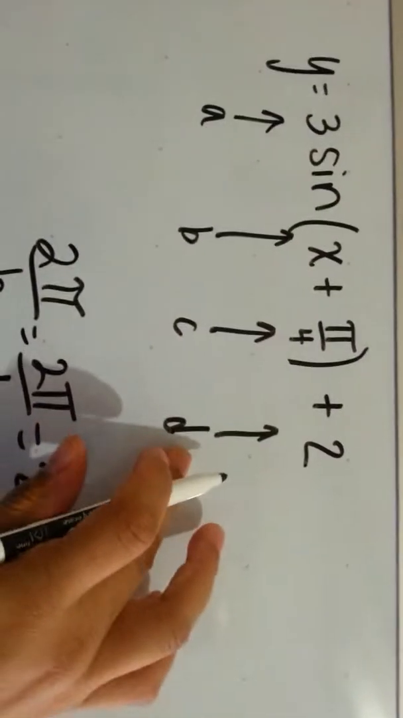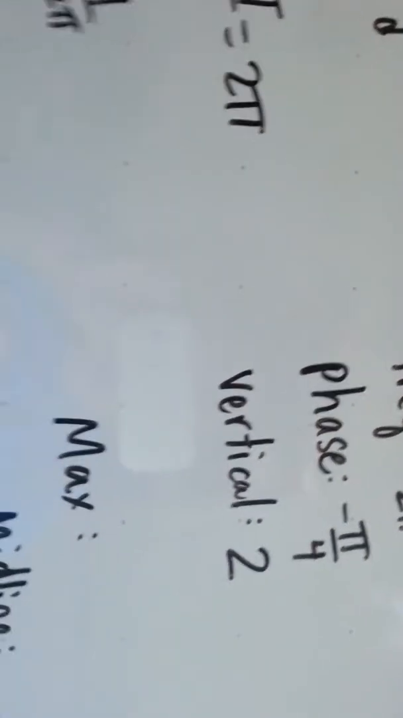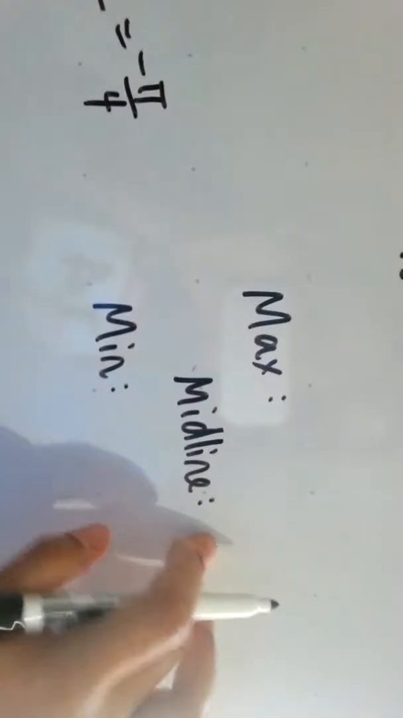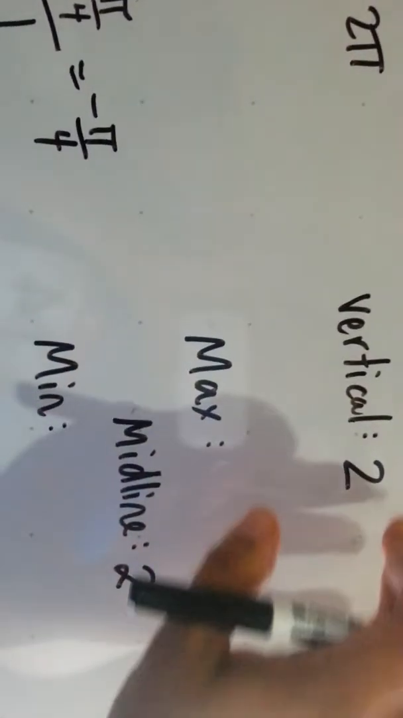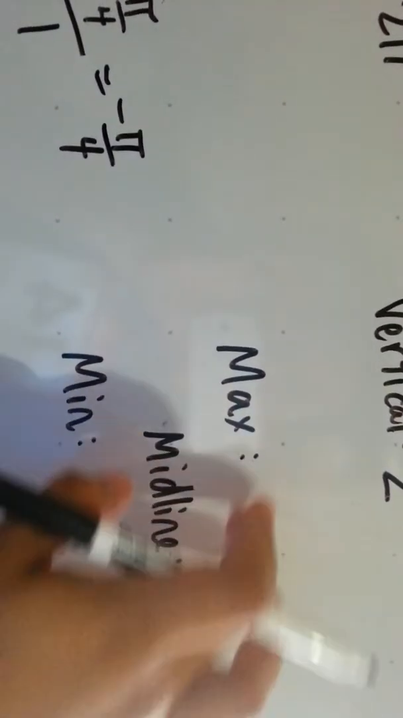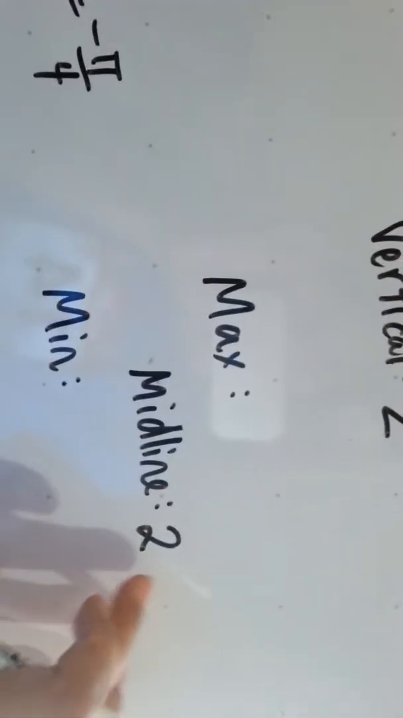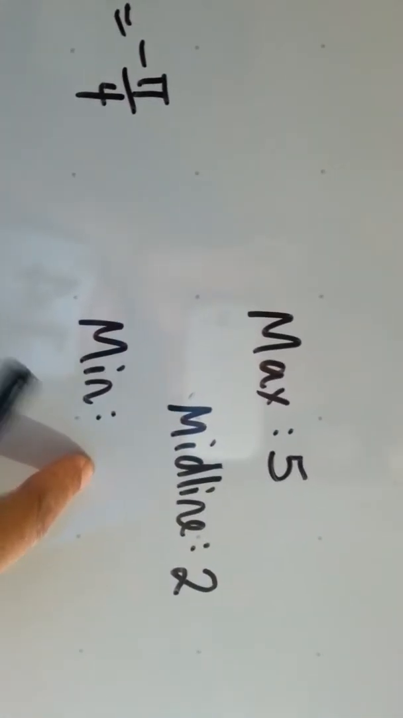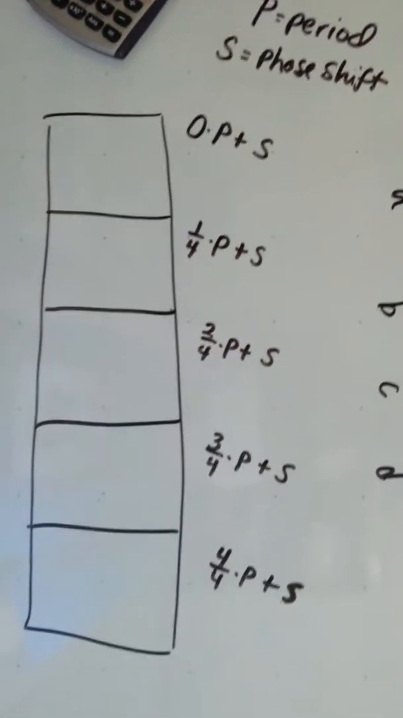And the vertical shift we said is the easiest. It's just the D value. D happens to be 2, so the vertical shift happens to be 2. Alright, you have to get the max, midline, and min. The vertical shift is the midline. I mean, you can't get this wrong. Whatever the vertical shift is, that's the midline. You rewrite it. Alright, to get the maximum, add the amplitude. The amplitude is 3. What's 2 plus 3? 5. What's 2 minus 3? Negative 1.